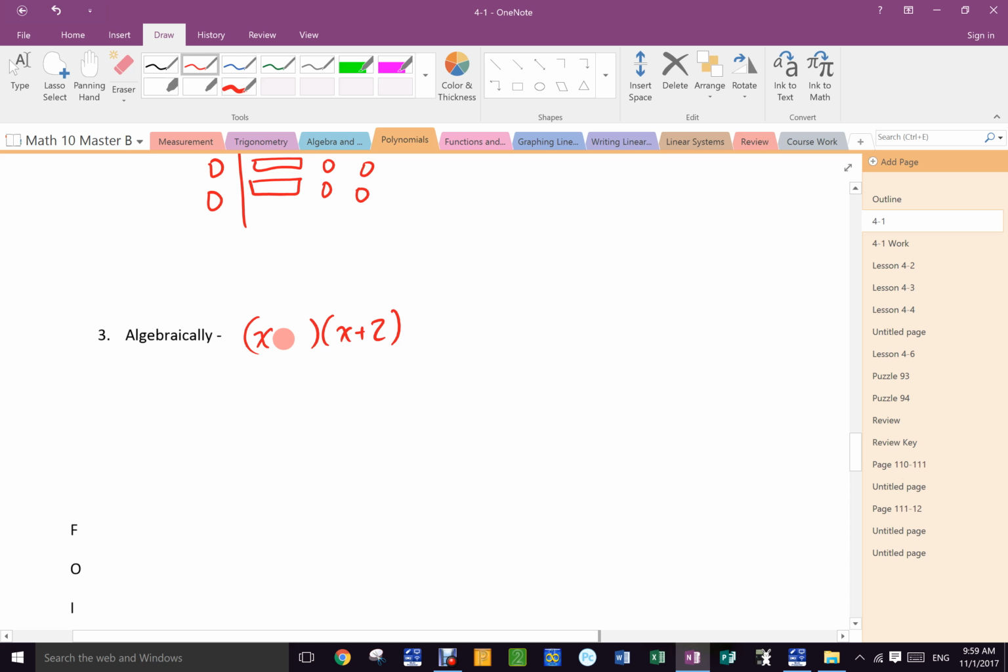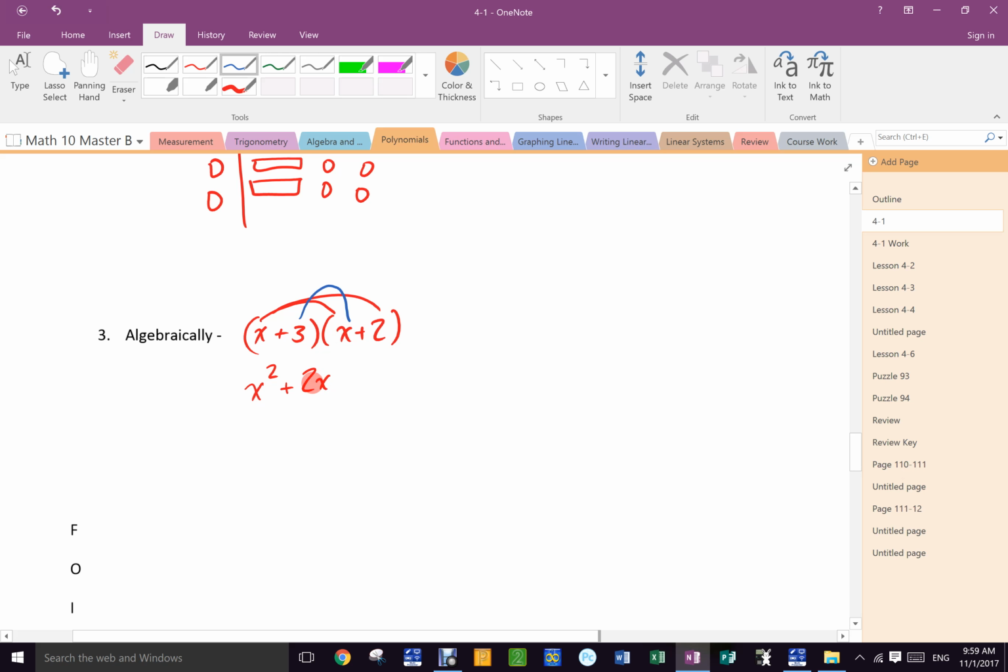Okay. Now, what if that x wasn't there and there was just a plus 3 there? What would you do with the 3? Distribute it. So if they're both there, what do you do with both of them? You distribute them. That x distributes first. What do you get? What's x times x? X squared. What's x times 2? 2x. Then you would distribute the 3. What's 3 times x? 3x.